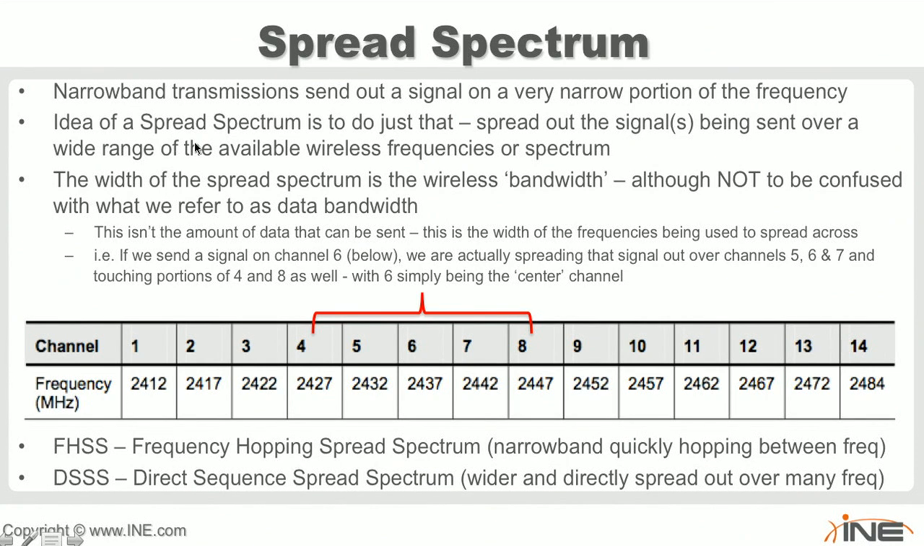Spread spectrum is to do just that: to spread the signal being sent over a wide range of the available wireless frequencies, or as we call them, the spectrum. The width of the spectrum is going to be referred to as the wireless bandwidth.